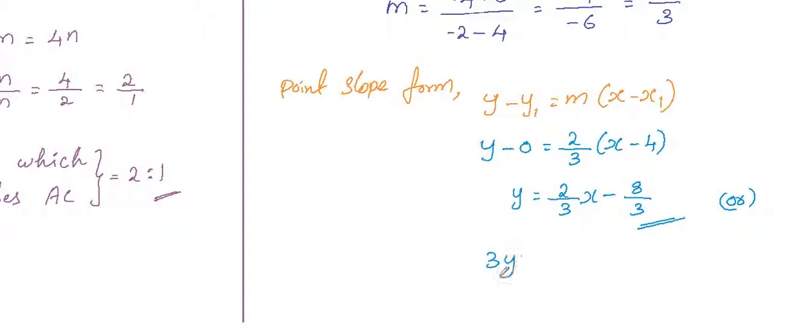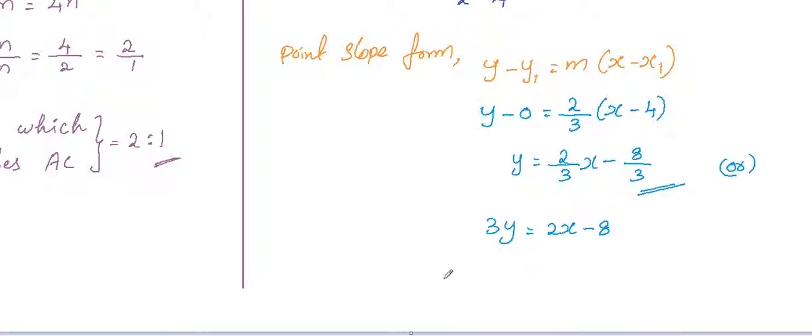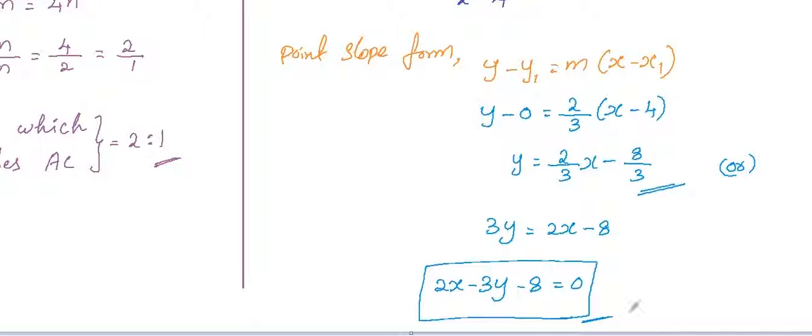Or else we can simplify this as 3y equals 2x minus 8, or 2x minus 3y minus 8 equals 0. So we can write it in either of these forms. Both are equations of the line AC.